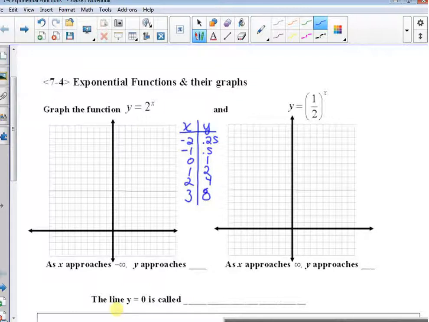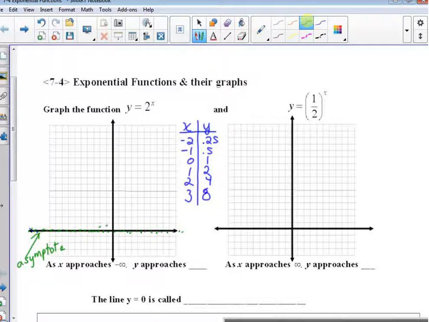So there should be, maybe I should do it in a different color, there should be an asymptote, like a dotted line. This is an asymptote, which means that the graph's never going to cross that line. So at -2, 0.25, it's close to 0, but it's not going to cross that line.